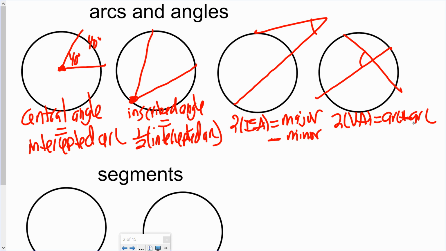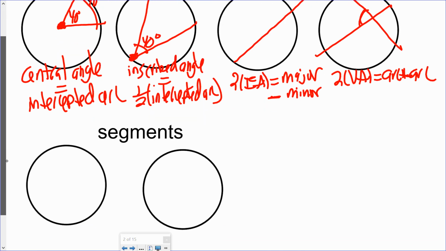So again, for angles, if the vertex is at the center, it's a central angle. It's equal to the intercepted arc. If the vertex is on the circle, it's an inscribed angle. It's half of the intercepted arc. So if the inscribed angle is 40, the intercepted arc is 80. If it's an exterior angle, then we use the rule 2EA equals major minus minor. If it's an interior angle, then we use the rule 2VA equals arc plus arc. Those are our arcs and angles rules.